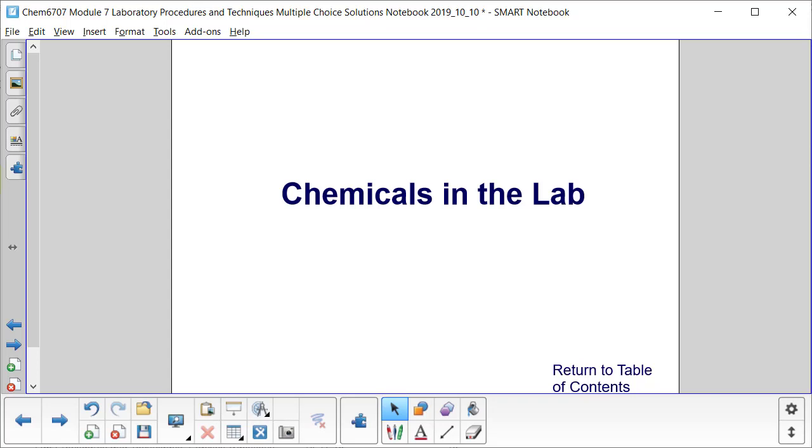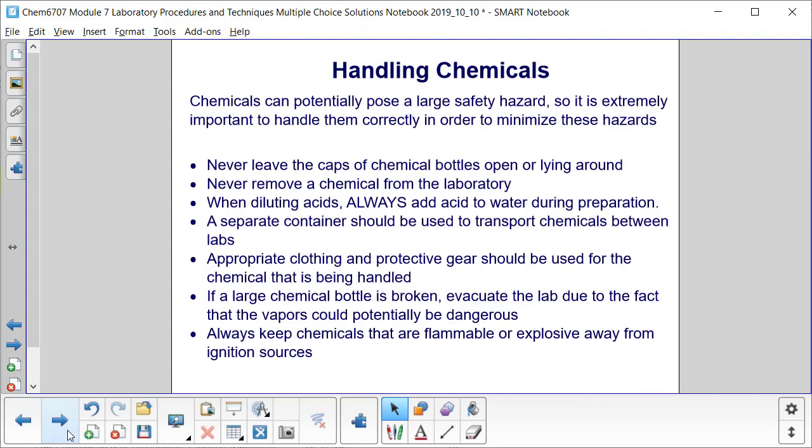In this next section, we're going to discuss chemicals in the chemistry lab. First, handling chemicals. Chemicals can potentially pose a large safety hazard, so it is extremely important to handle them correctly in order to minimize these hazards.